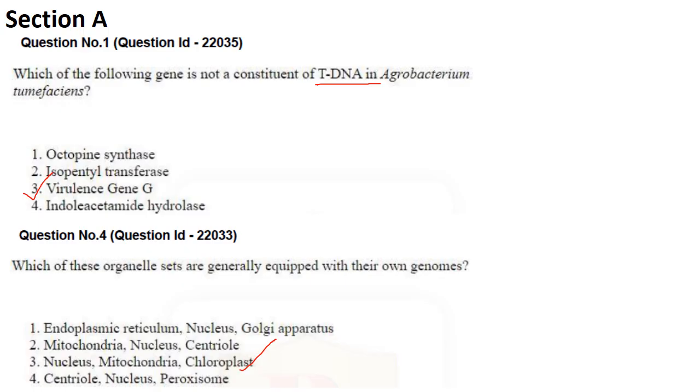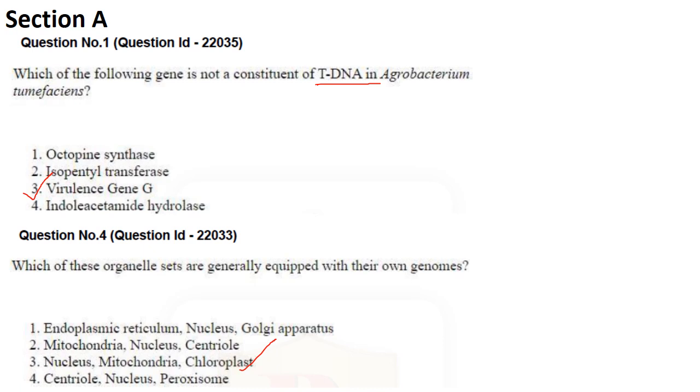Coming to the first question. Which of the following genes is not a constituent of tDNA in Agrobacterium tumefaciens? They have asked for the one that is not a constituent of the tDNA region, so the gene shouldn't be present in the tDNA region. That gene they have asked.